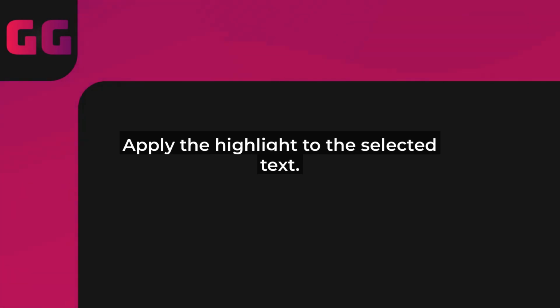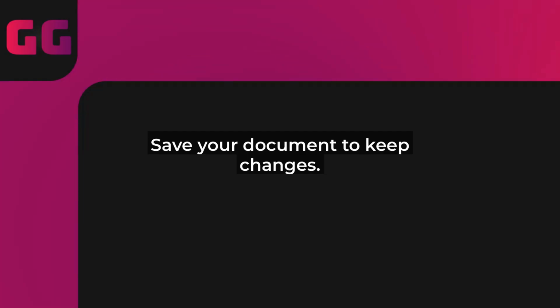After you've chosen your color, go ahead and apply it to the selected text. You'll see the change instantly. If you need to highlight more sections, just repeat the process. Finally, save your document to keep your customizations intact.